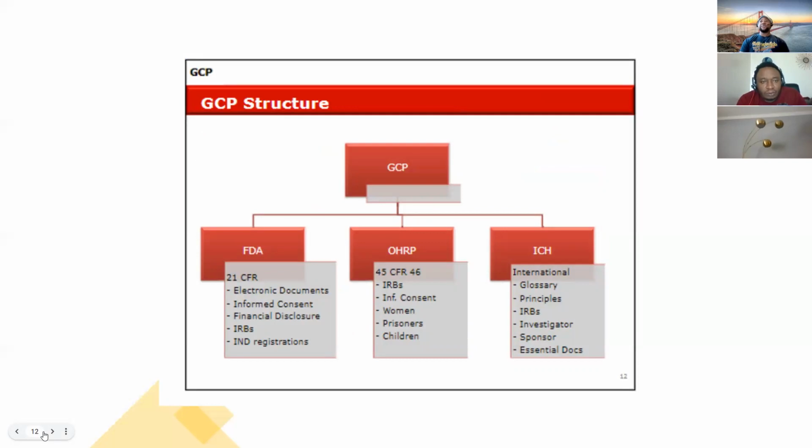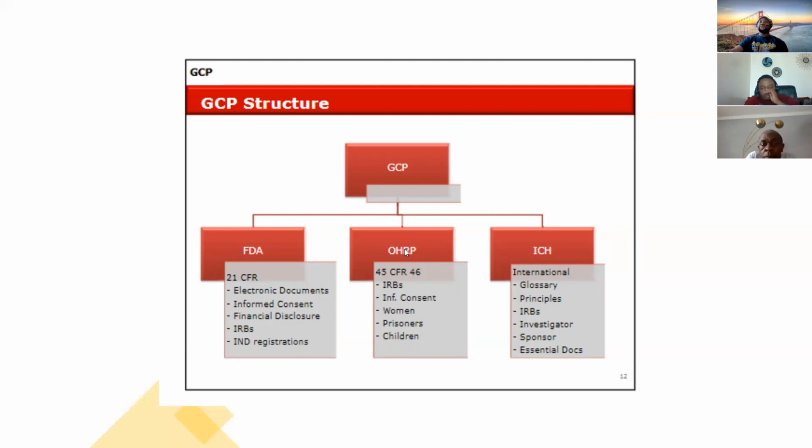The structure of GCP. So GCP is that international body, GCP is right here like the boss. It goes down to, now, this is actually within the United States. GCP now goes down to FDA. FDA has something called 21 CFR. 21 CFR, we're going to go down deep into what 21 CFR is all about. But 21 CFR identifies areas of electronic documentation, informed consent, financial disclosure, IND registrations. Remember this IND we talked about is the investigational new drug registrations. And the IRB is the institutional review boards.